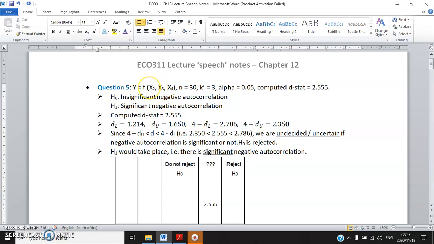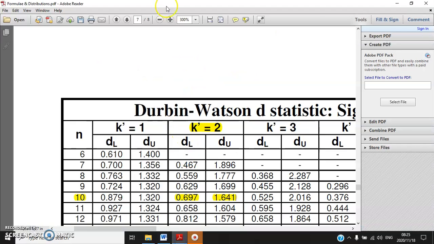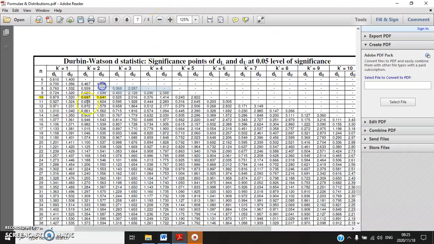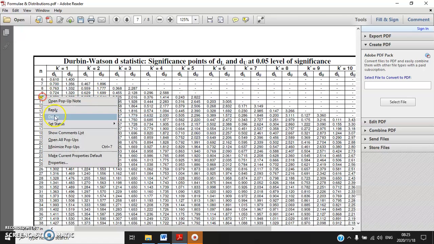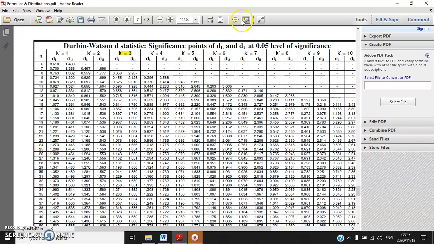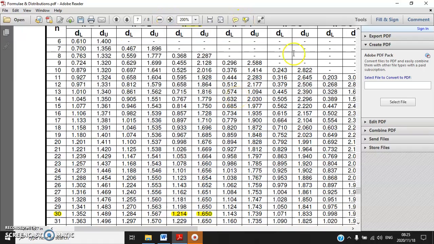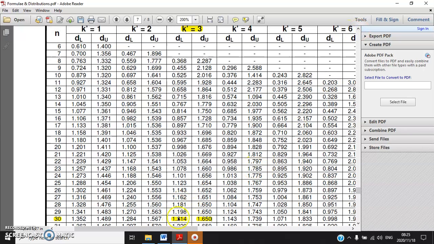3 explanatory variables, sample size 30, K prime, number of parameters excluding the B1 hat constant, is 3, alpha is 5%, computed d-stat given 2.555. So 30, 5%. K prime is 3, sample size is 30. So dL should be 1.214, dU 1.650.